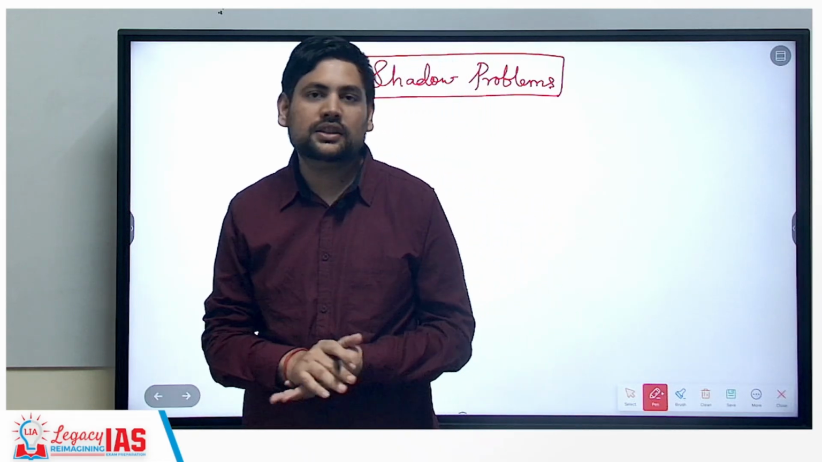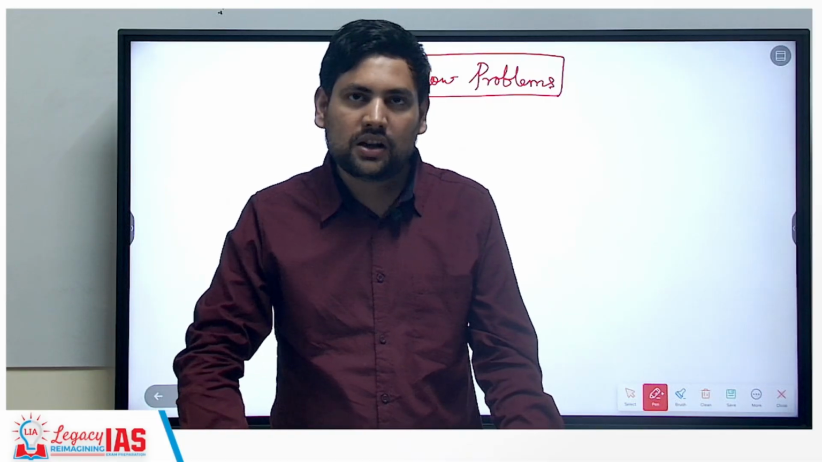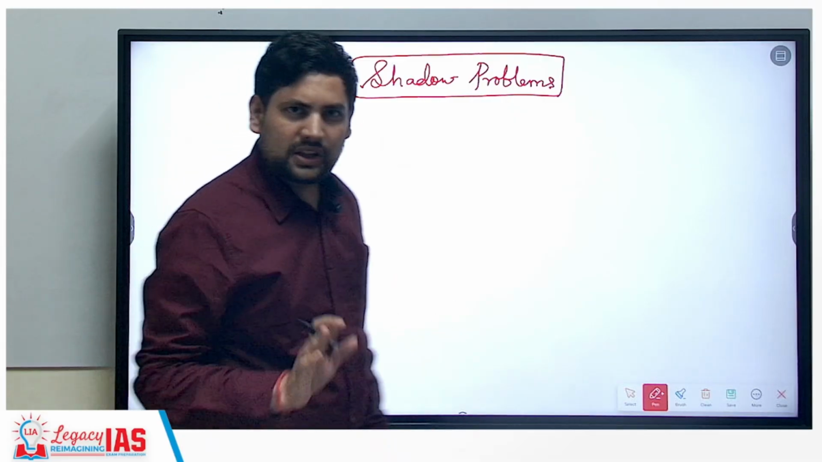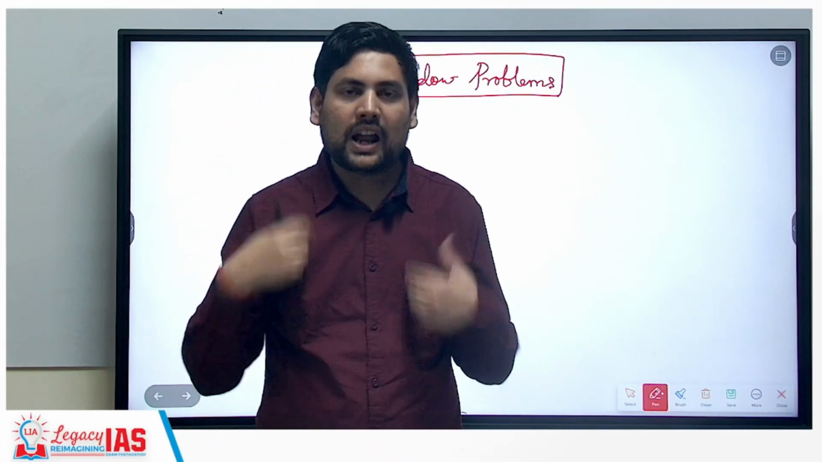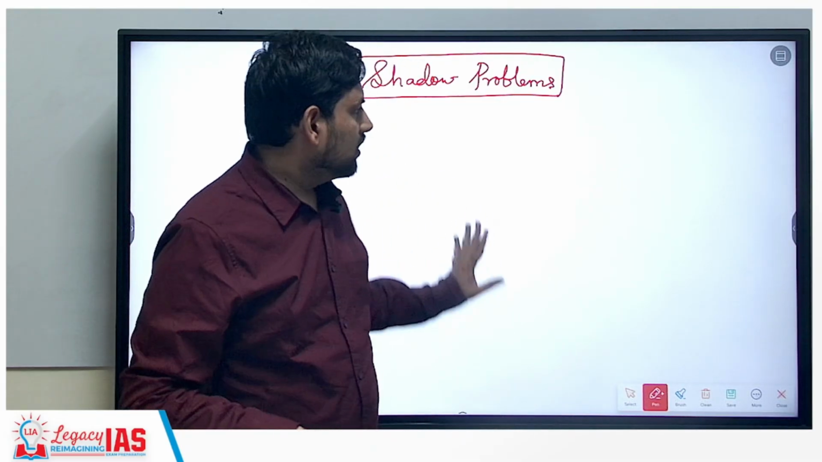Welcome to Legacy IAS. We'll be continuing with direction sense, and today we'll be looking at a new kind of problem, that is shadow problems. Now what is a shadow? When there is a light source and it interacts with any opaque body, it creates a shadow.